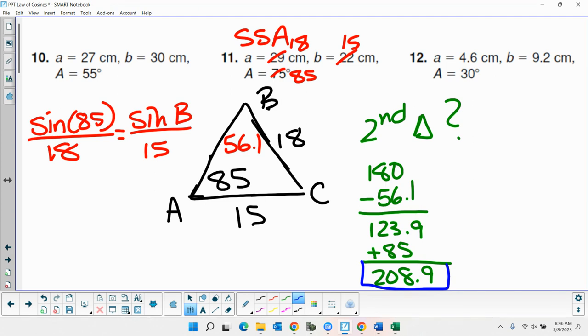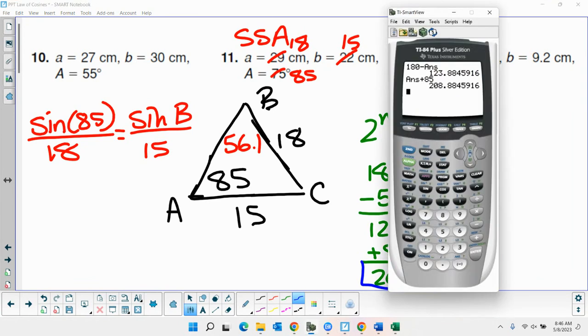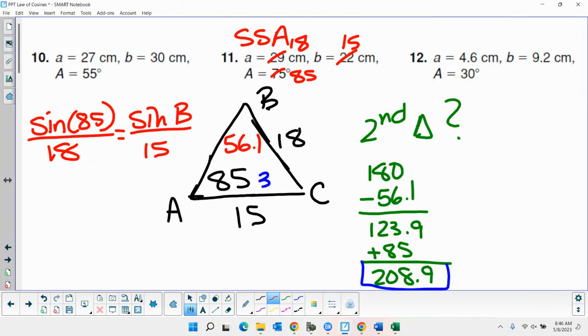Determine the number of triangles, then solve the triangles. All right, so I'm going to finish that up. So I'm going to find angle C right now. 85 plus 56.1. And then go 180 minus that. That's 38.9. So there's two of my answers.